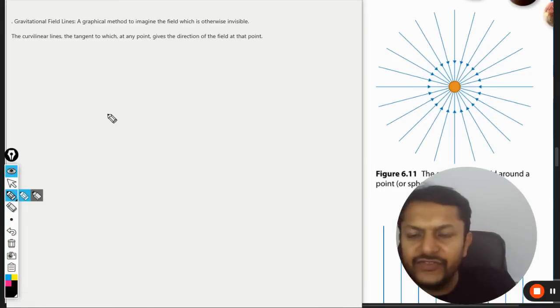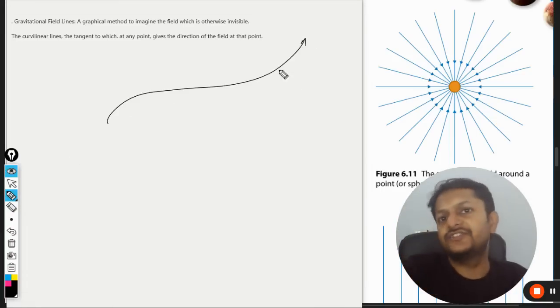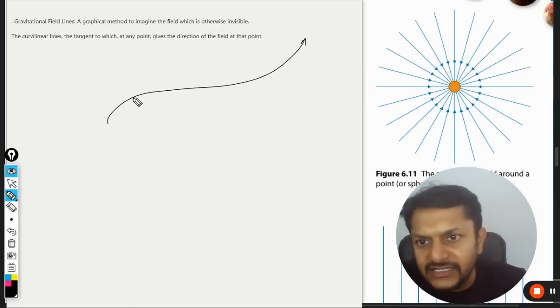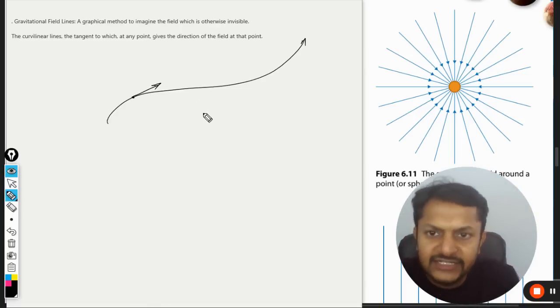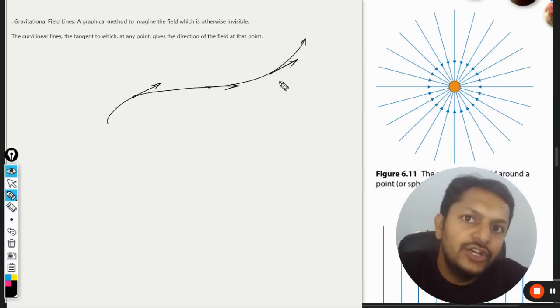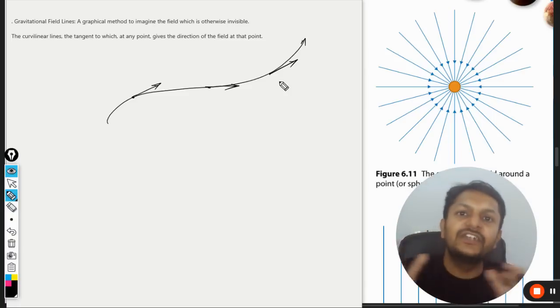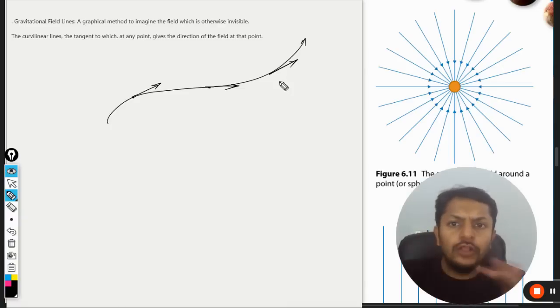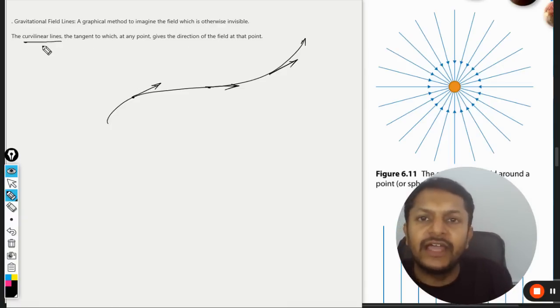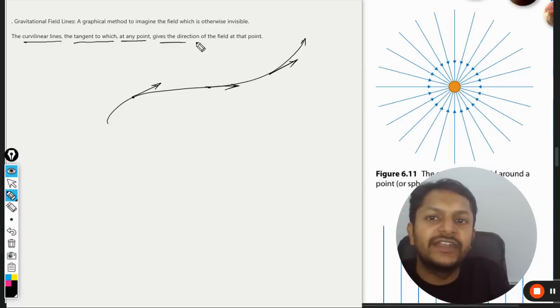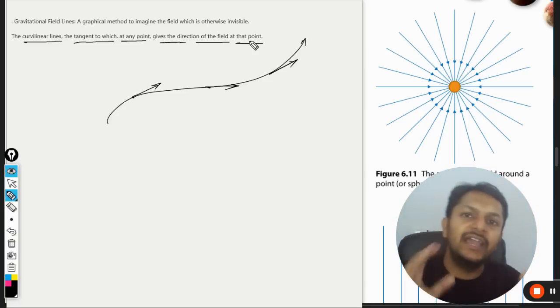It means that if there is this kind of a gravitational field shown, or this kind of an electric field shown here, the tangent at this point is pointing in this direction, but at this point, you can clearly see the tangent is in a different direction. At this point, the tangent has another different direction. So at each and every point, there is a different direction of the field, gravitational, electric, or magnetic. These are curvilinear lines. It could be curved, there could be linear lines. The tangent to which at any point gives the direction of the field at that point is called the field line.